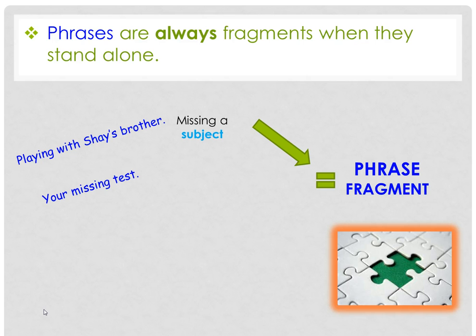Another example, you're missing test. At first when I see this, I see test, I see missing. Now missing ends in ing, so at first I might think that's a verb, but it's not. Notice that it's before the noun and it's describing the noun. So in this context, missing is actually an adjective describing test. So basically I have a noun phrase, but I have no verb to go with it. I'm missing a predicate. I'm not saying anything about the missing test at all, and it's not doing anything. So again, I have another phrase fragment.